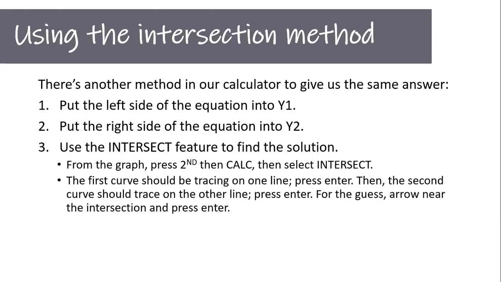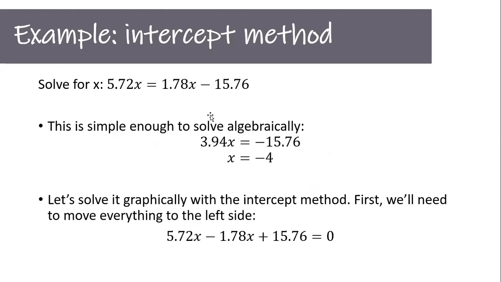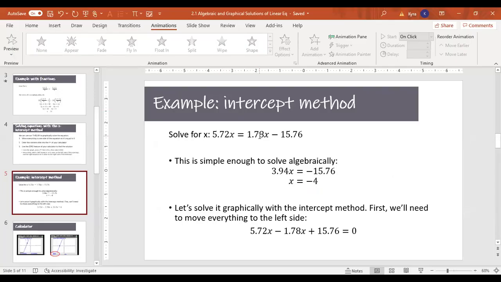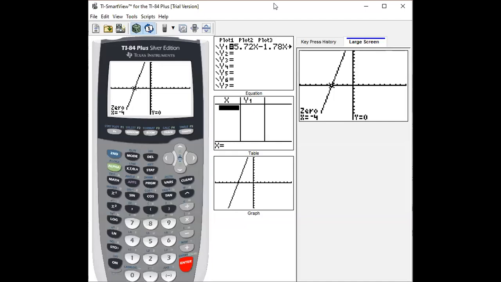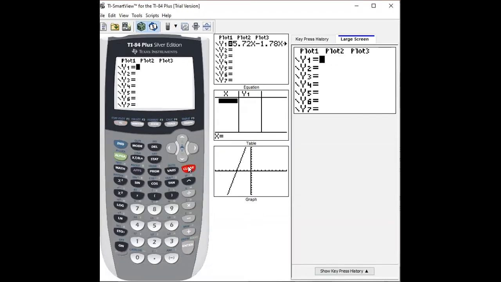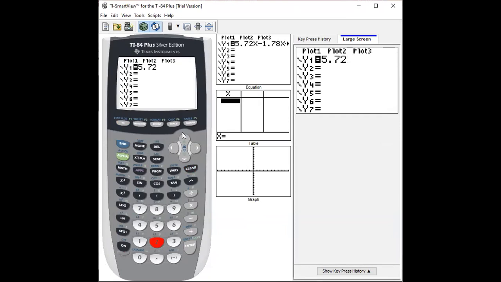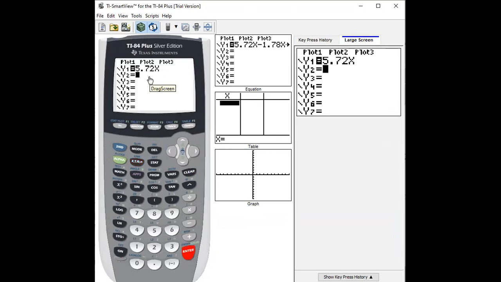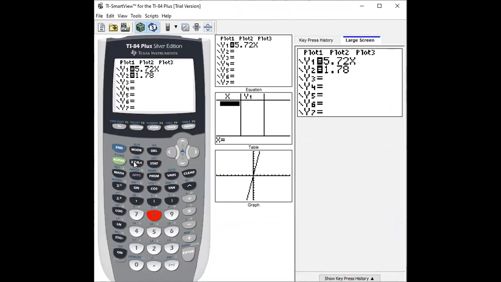So let's give that a try with our previous problem. We know that we have 5.72x equals 1.78x minus 15.76. So if we go back into our calculator, back into y equals, we're going to clear our original from last time. And we know that we have 5.72x here. That's all that's on that left side. And then on the right side, we want to put the other equation. So we had 1.78x minus 15.76.